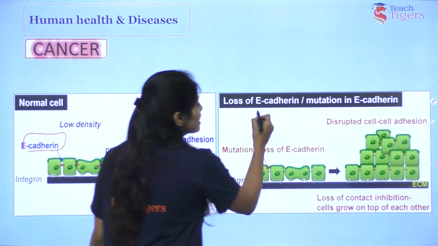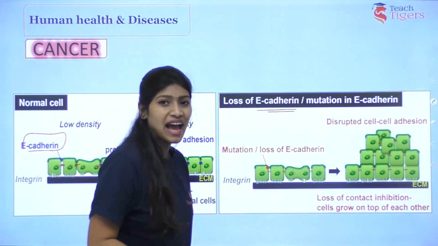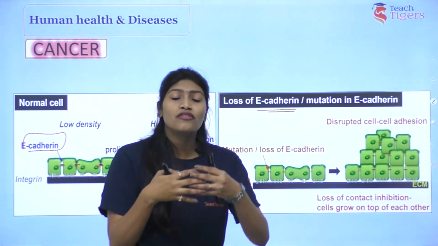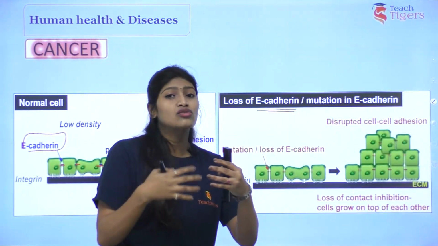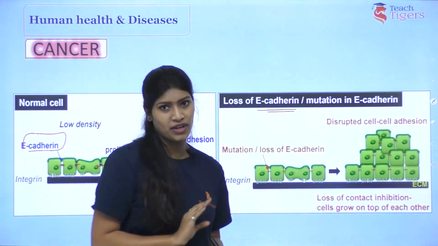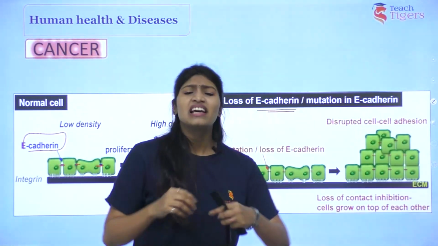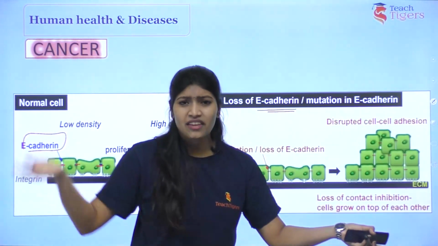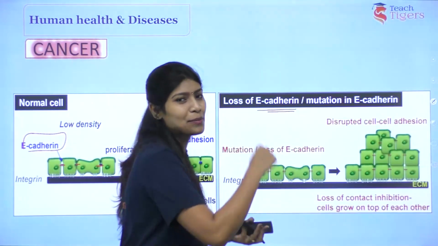They will lose E-cadherin, that is, there will be a mutation in E-cadherin. Because of that, they lose the property of contact inhibition. When there is no contact, and there is no one to tell them to stop division or that there is no need to move from one place to another, what happens? The cell will grow rapidly. If there is no one to stop it, definitely it will do whatever it likes. That is what is happening here.